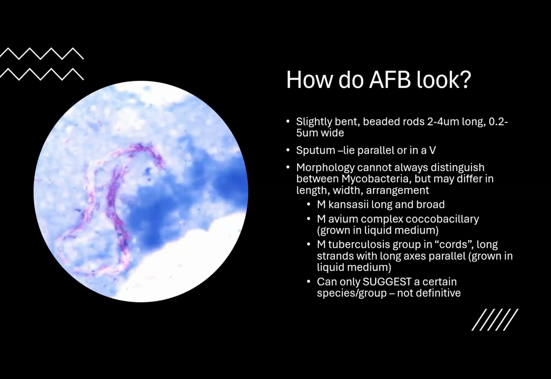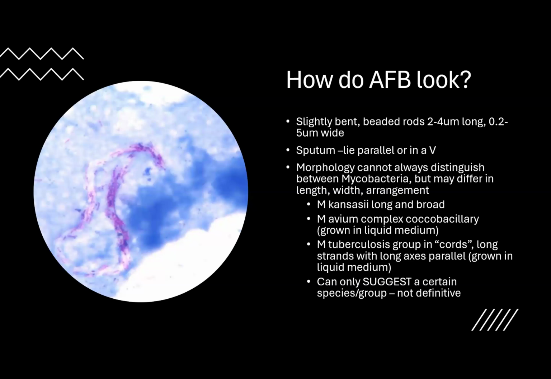But morphology can't always distinguish which mycobacteria are being seen, but they can differ in length, width, and arrangement. So I'm sure to the experienced eye, they can have a look and know immediately what they're probably looking at. M. kansasii is long and broad. The M. avium complex is coccobacillary when it's grown in a liquid medium, which I believe we seem to use more because it's quicker than the solid, the Lowenstein-Jensen.